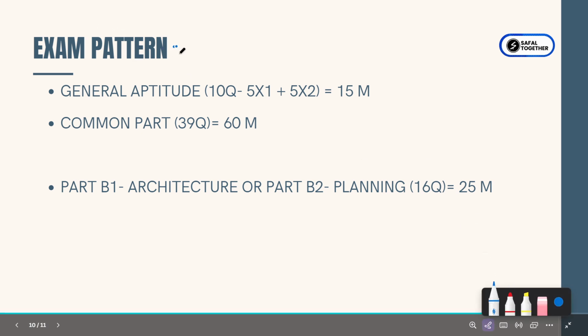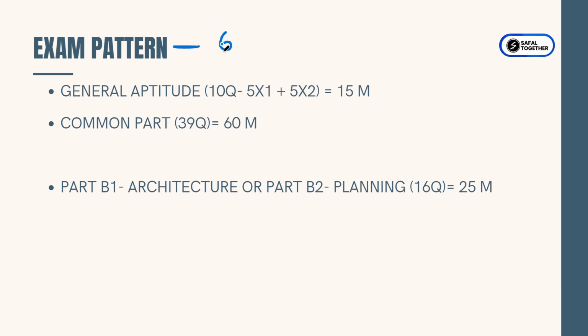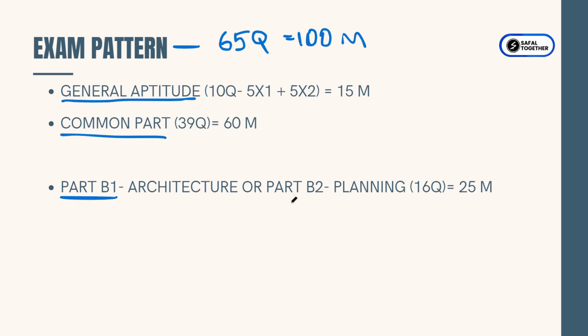I'm sure by now you're aware that your GATE exam usually consists of 65 questions with a total weightage of 100 marks. There are three sections in your exam paper: the general aptitude section, the common part, and your optional part, which is part B1 or part B2. Your 65 questions are split across these with their own respective weightages.